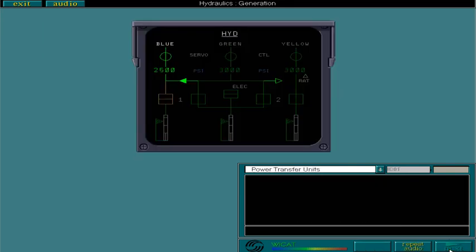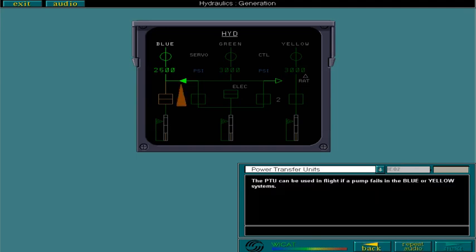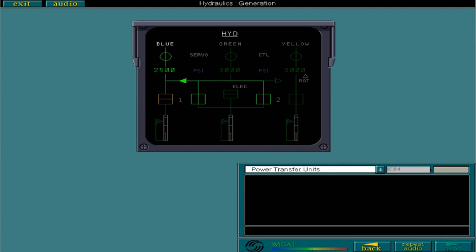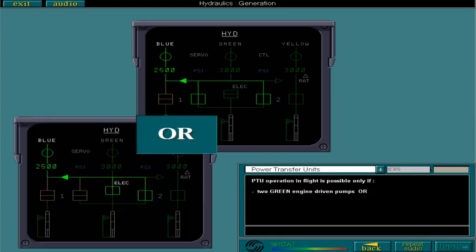The PTU can be used in flight if a pump fails in the blue or yellow systems. Power, not fluid, is transferred from the green to the blue or yellow systems. Only one PTU can be operated at a time. PTU operation in flight is possible only if 2 green engine-driven pumps or 1 green engine-driven pump and both electric pumps are operating.